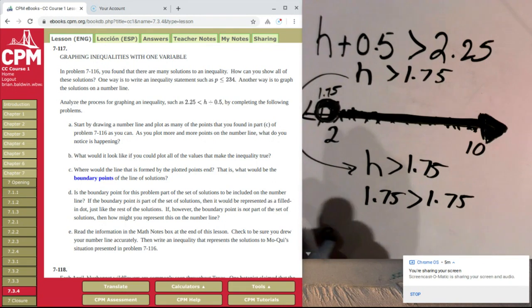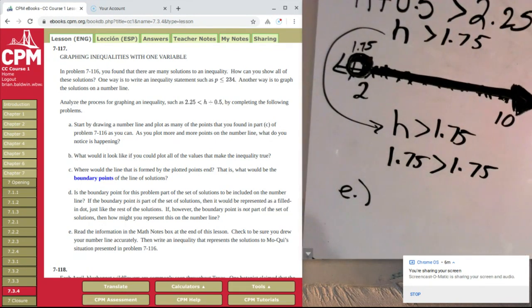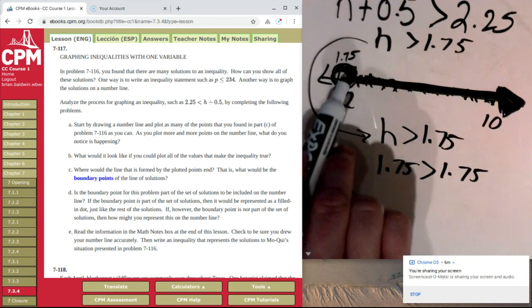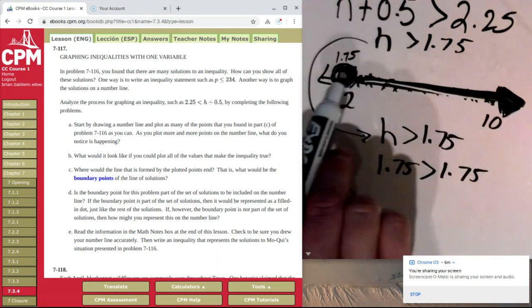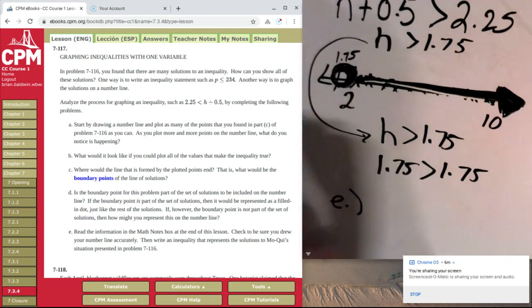Letter E. It says, read the information in our math notes at the end of this lesson. Check to be sure you drew your number line accurately. So we drew it together so we know that it's done correctly. The solid line here indicates everything that's part of our answer. Okay, everywhere beyond the 1.75 but not including it.